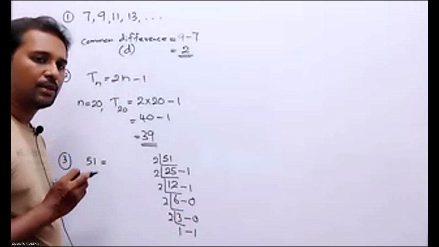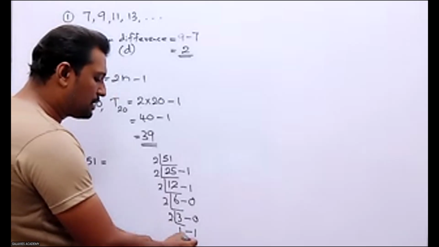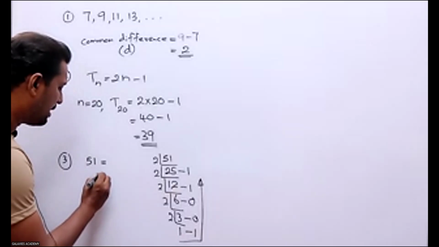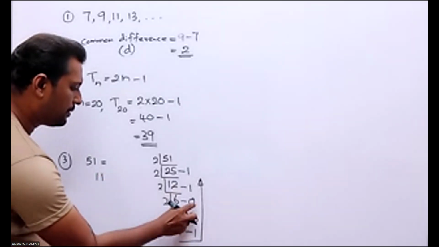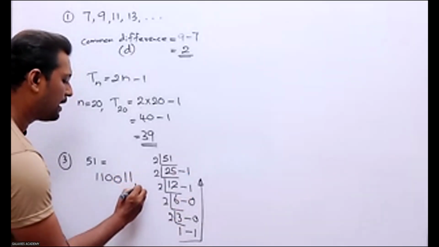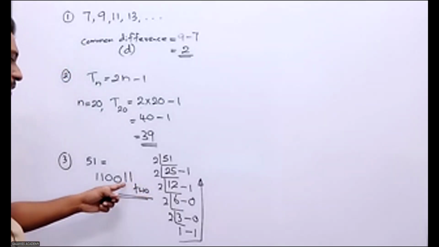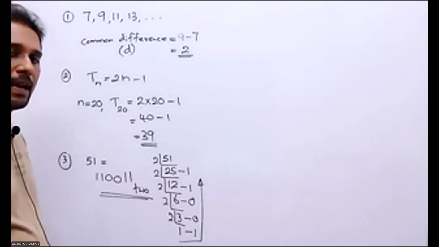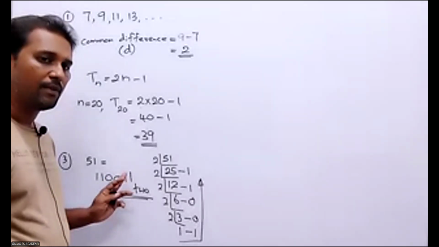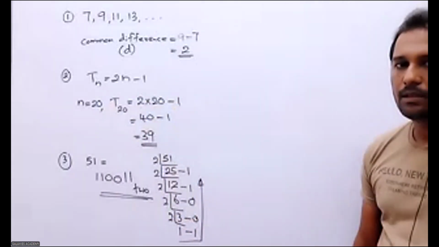Then finally, what do you have to do? You have to write the remainders from this position up to here. Then I can write the answer 1, 1, 0, 0, 1, 1. This is the binary number. You have to write the base 2 under the number, on the right hand side. So the answer is 110011 base 2. It is the third question answer.